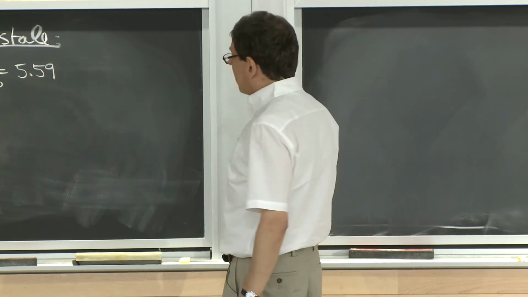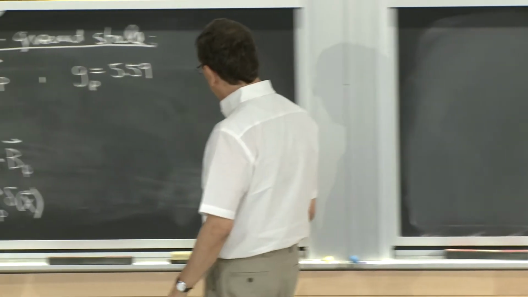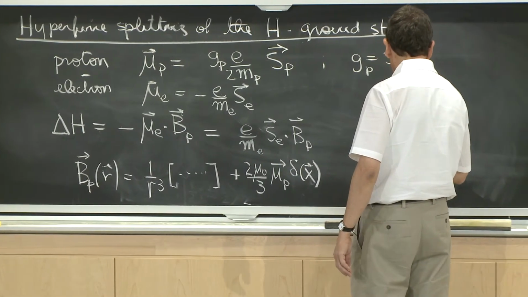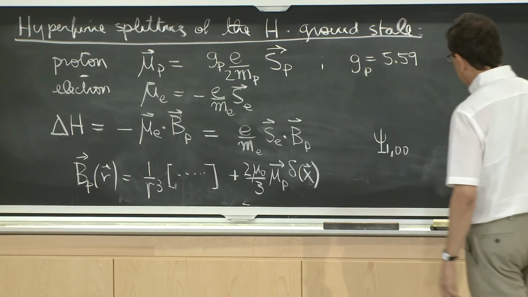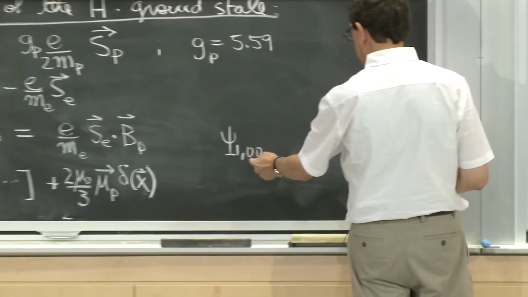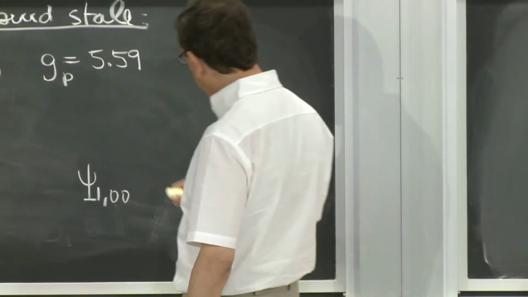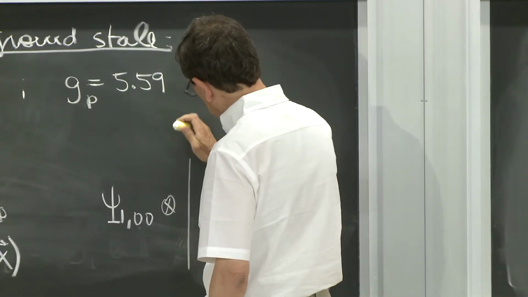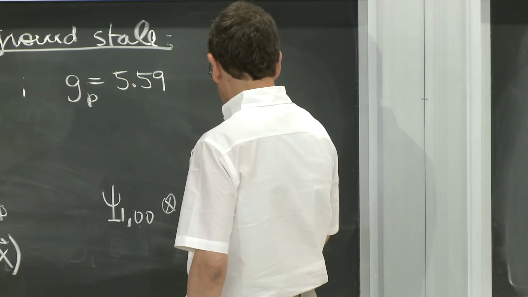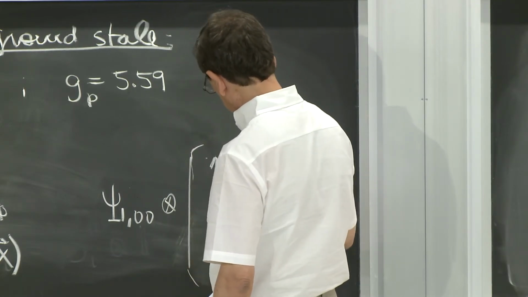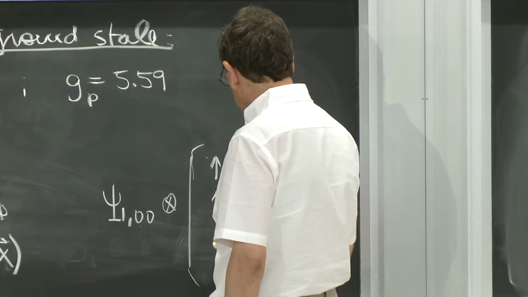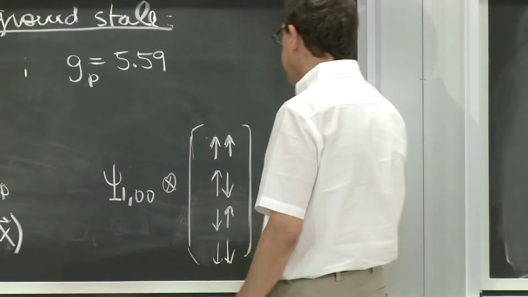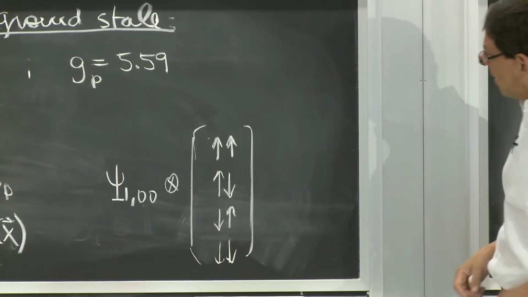So what are the states that you will have to consider? Well, these are 4 states in which the spatial part of the wave function will be psi 1,0,0, the electron with n equals 1, L equals 0, and m equals 0. And it will be tensored with either of 4 states. I'll write them like this: up up, up down, down up, and down down, where these refer to the spins of the proton and the electron.